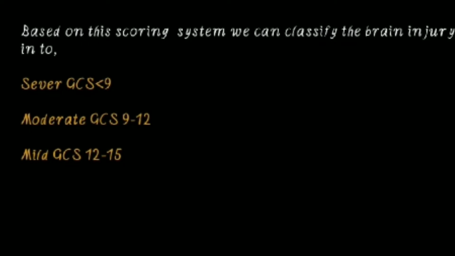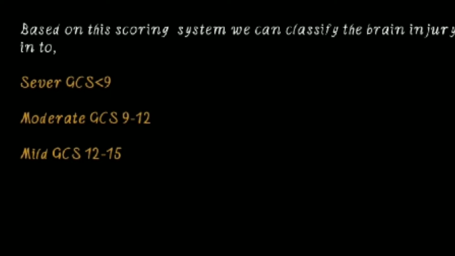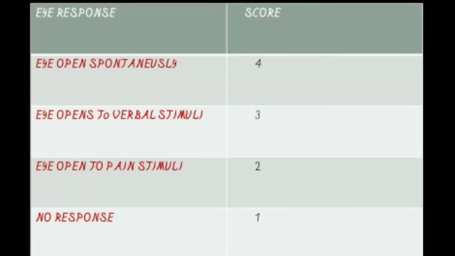mild head injury. So by using this GCS score, we can classify the level of brain injuries like severe, moderate, and mild. If the GCS score is less than 10, it is severe. If the GCS score is between 9 to 12, it is a moderate level of head injury, and if it is between 12 to 15, it is a mild head injury. Now let us see how we can assess the GCS score by using eye response, verbal response, and motor response.